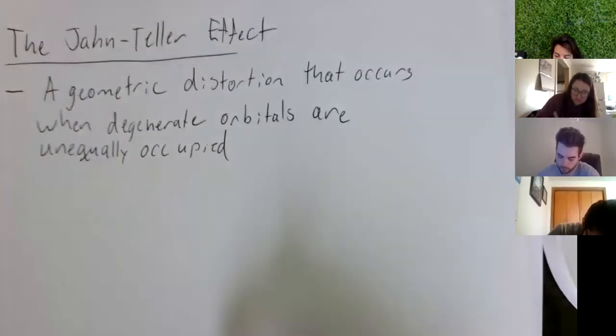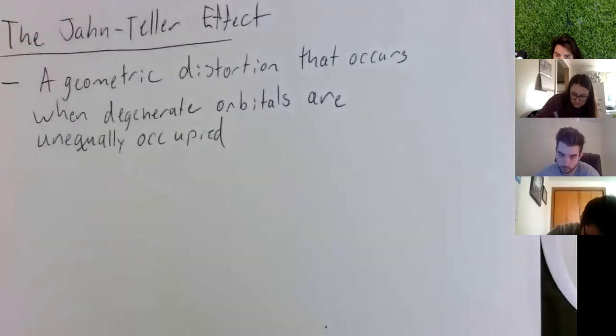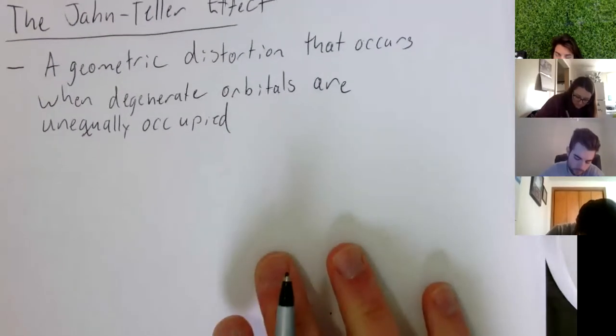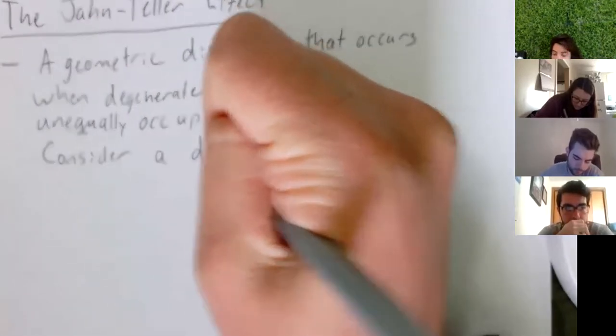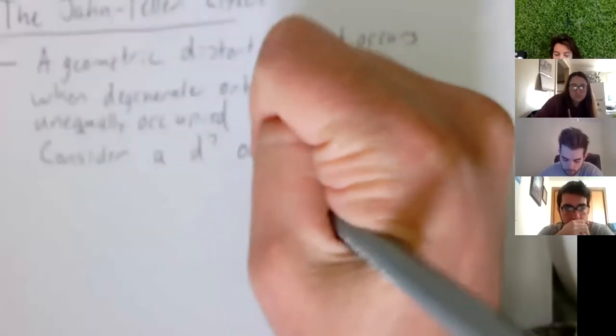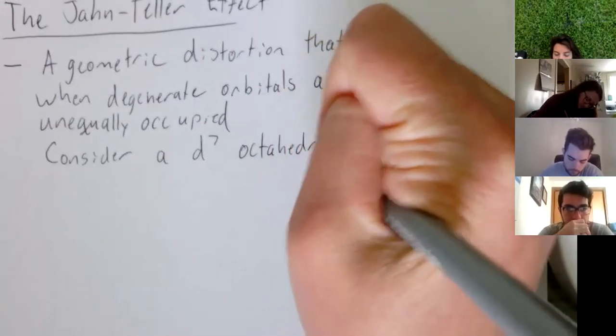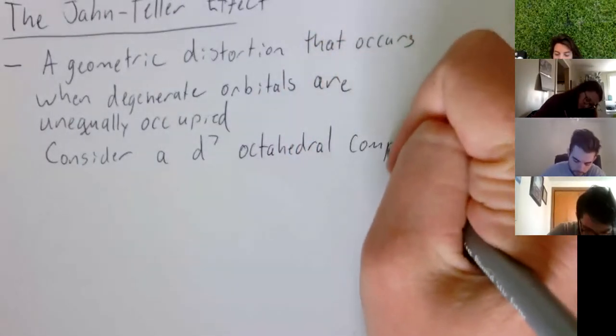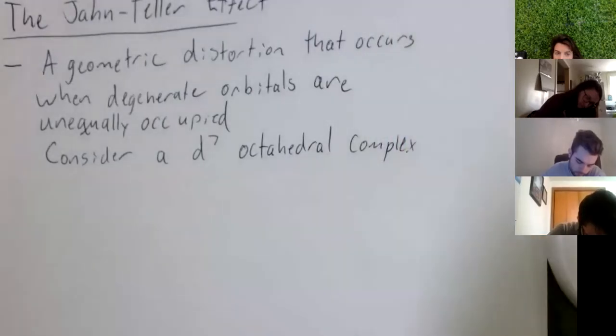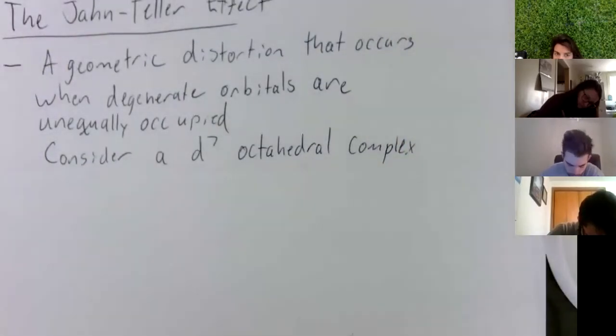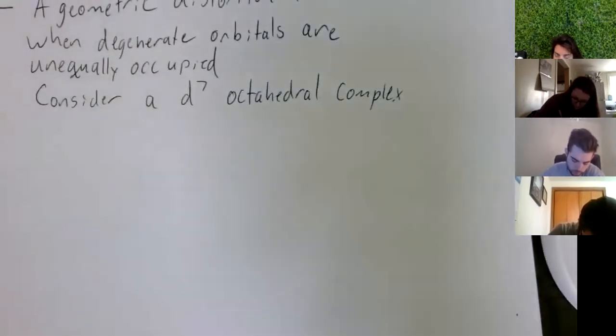So let's consider a d7 octahedral complex. And what we're going to do right now, we're not going to consider the ligand field. We're actually going to consider what those MOs look like for this system.